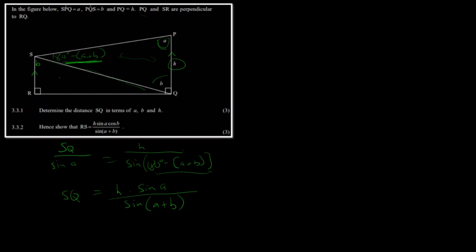So now they need us to show that RS is equal to H times sine of A, cosine B, with sine of (A plus B) as the denominator over there. So for that specific 3.3.2, well, where's RS? Well, that's RS over there, and it's in the triangle adjacent. But we already have SQ, and as we said, that angle over there, RSQ, is going to equal B. Why? Because we have alternate angles, and RS ends up being parallel to QB.